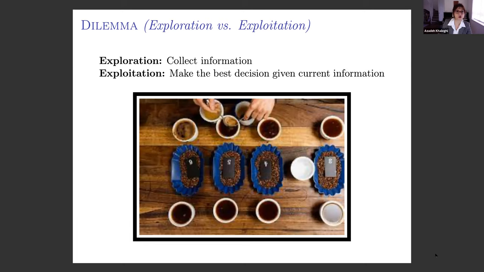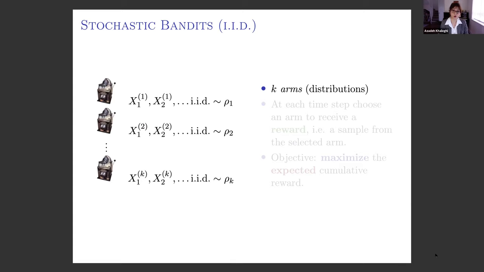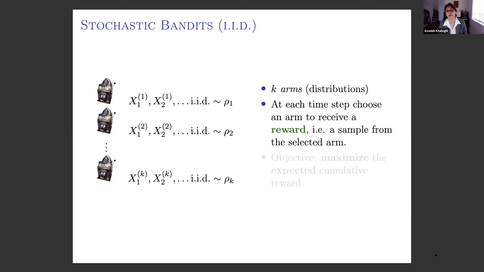Okay, so how do we go a little bit more mathematically around formulating this problem? So essentially, in a simple setting, we have k arms or k different choices, okay? Each arm corresponds to a distribution. You can think of each arm as a different flavor of coffee, okay? And at every time step, you're playing this repeated game, right? So at every time step, you choose an arm, and as a result of that, you receive a numerical reward, okay? This reward is basically a sample generated by that arm or by that distribution. And your objective is to maximize the expected cumulative reward over time, right?